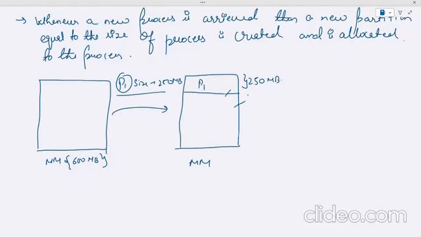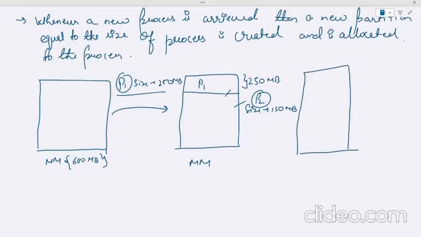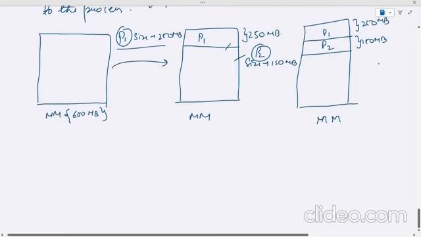Now let's say P2 is the second process, and the size of P2 is 150 MB. Right now there is only one block in the main memory. Now when the second process P2 comes, another space of 150 MB is created and allocated to the P2 process. When a process arrives, the main memory creates a space for that particular process. It's not predefined. It is created instantly when the process is needed.